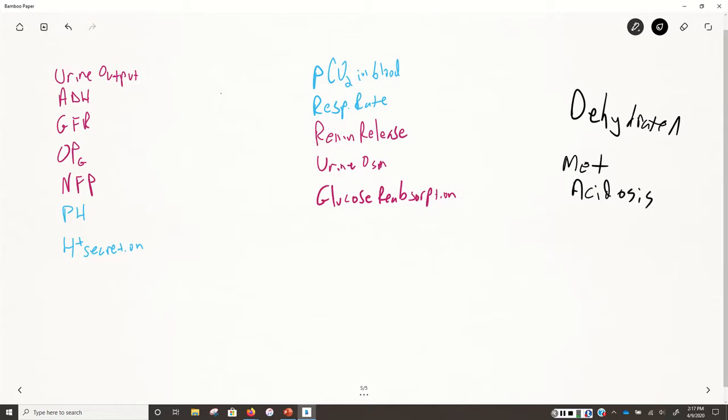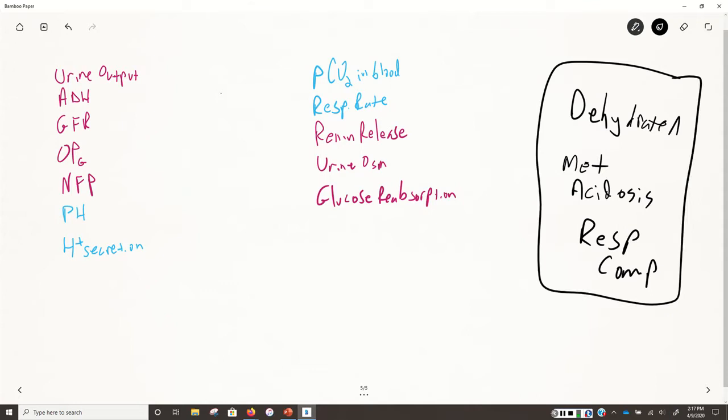And the problem told us to assume compensation is occurring where this information is relevant. So if we have metabolic acidosis, what type of compensation do we get? We get respiratory compensation. So this information here is what we're going to use to answer everything listed. Based on dehydration, metabolic acidosis with respiratory compensation, what will each of these items do?